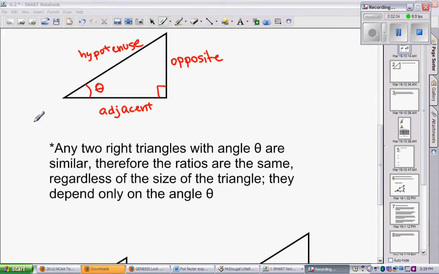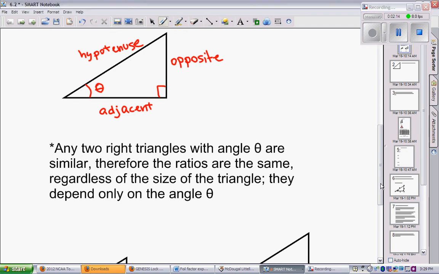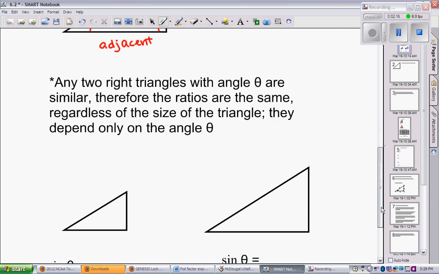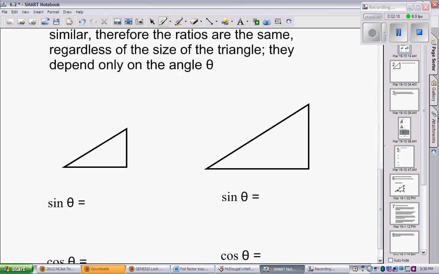We know for any two right triangles with an angle theta, they are similar. Therefore, the ratios are the same regardless of the size of the triangle. They depend only on the angle theta and being a right triangle. So here we have two triangles. This one is a right triangle. Here's theta. It's a 3, 4, 5 triangle.